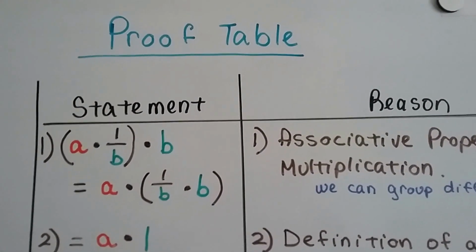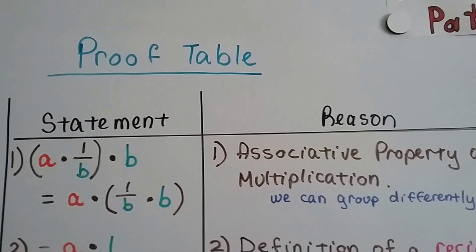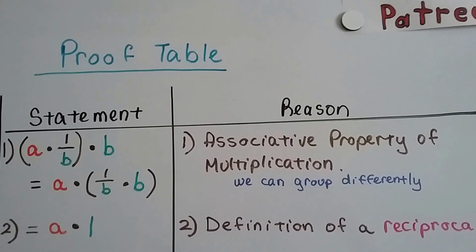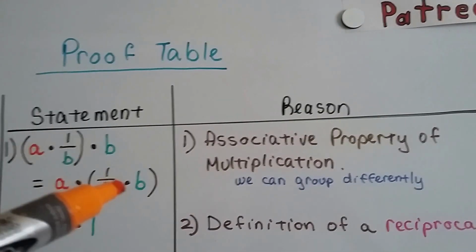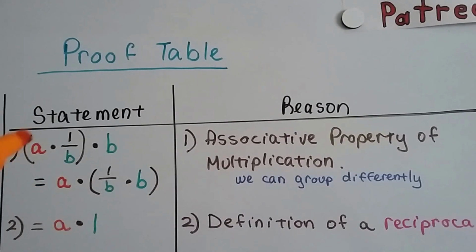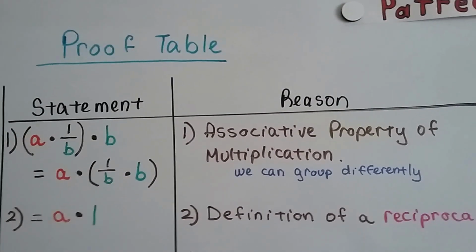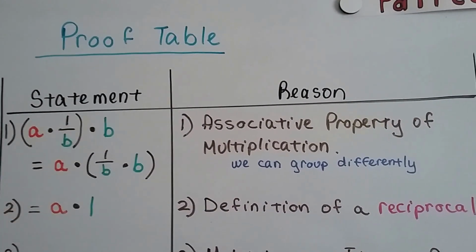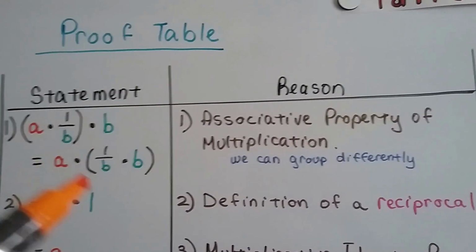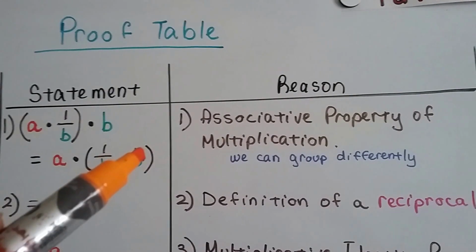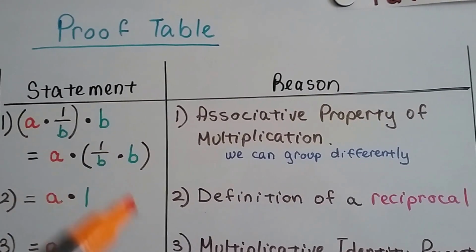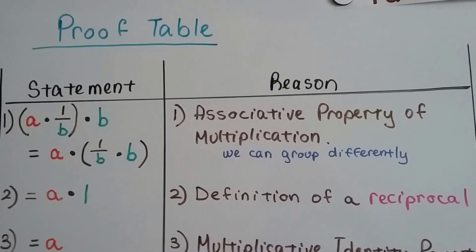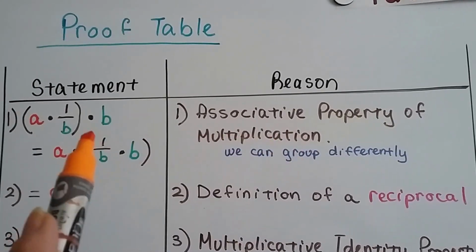We're going to say that a times 1 over b times b equals a times 1 over b times b. See how we grouped it differently? So in this one, the a and the 1 over b are grouped together, and then we're going to multiply it by b on the outside. Now we move the parentheses to be around these because b is really b over 1, isn't it? So the associative property of multiplication says that we can do this, that we can group differently. So that's our reason, okay?